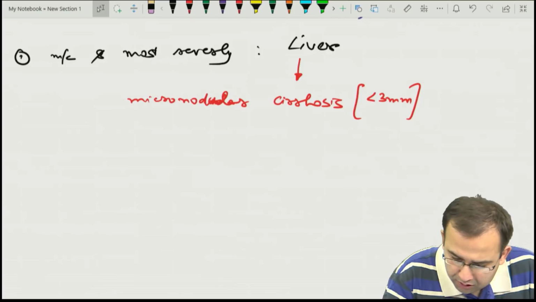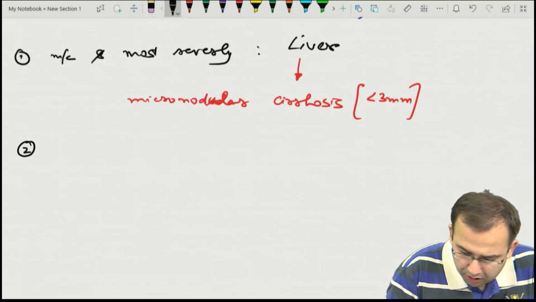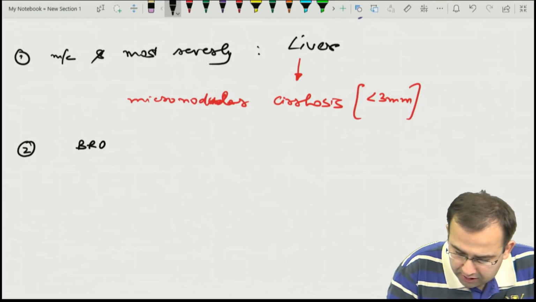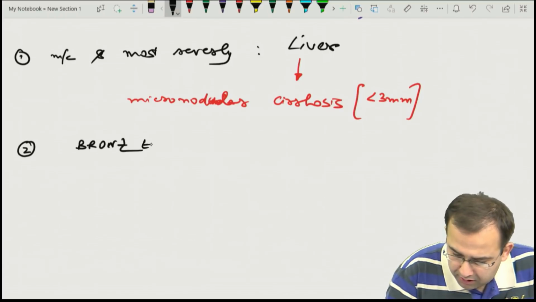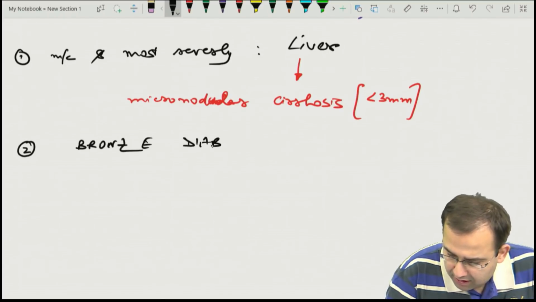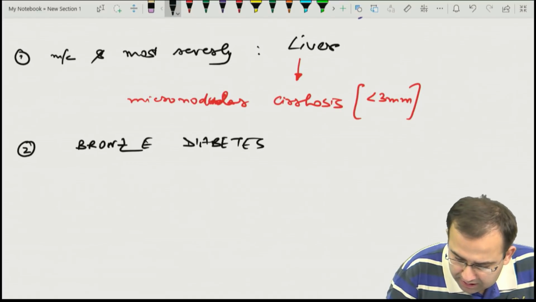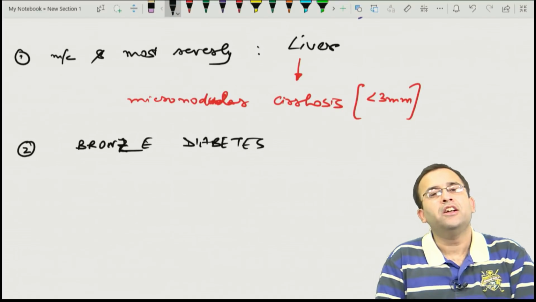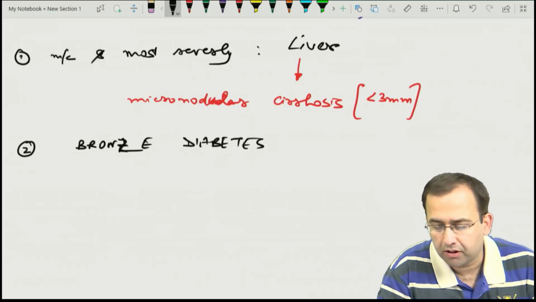Next point, hemochromatosis is also associated with bronze diabetes. Extremely important, bronze diabetes. See, the writing is coming slightly bad. This is not my original writing. This is coming slightly bad because of an error in the pen.